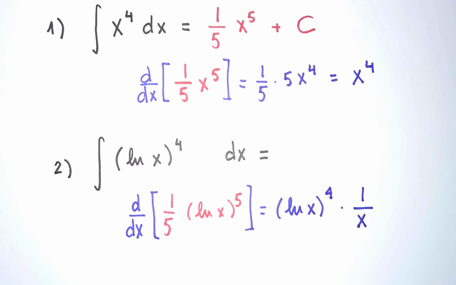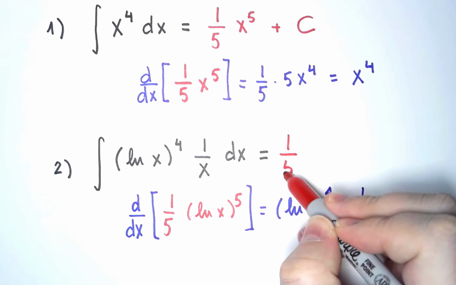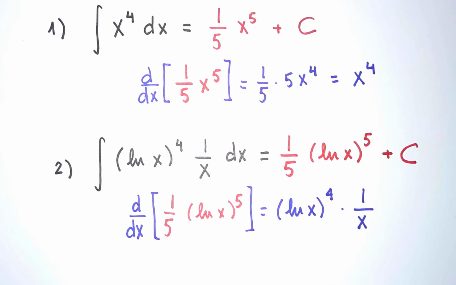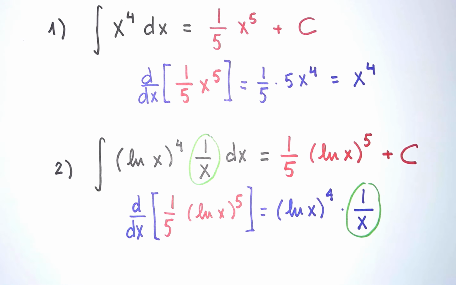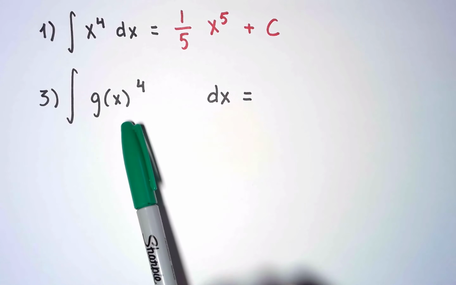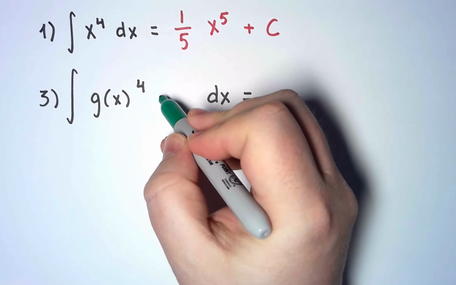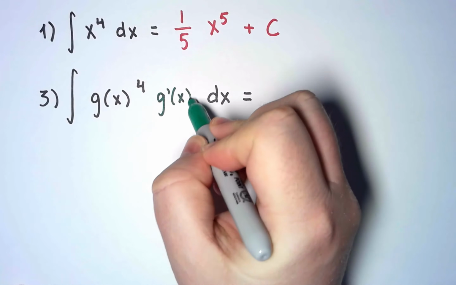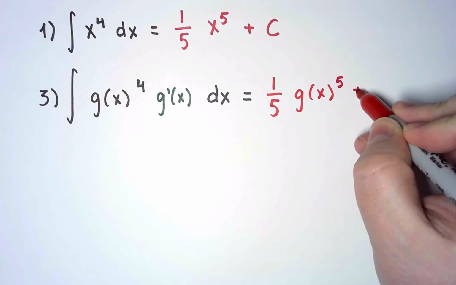However, if I had an extra 1 over x in the integrand, then it could be correct. The 1 over x was essential, again because of the chain rule. I can generalize this a bit more. What is an antiderivative of g of x to the 4 for any function g? Well, I don't know, but if instead I have g of x to the 4 times g prime of x, then an antiderivative is 1 over 5 times g of x to the 5.